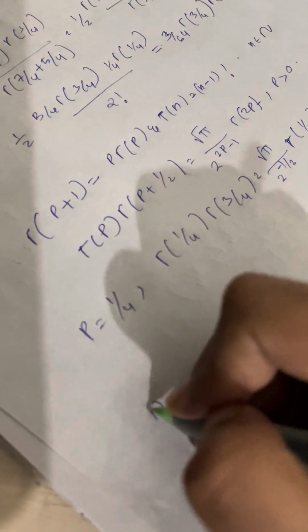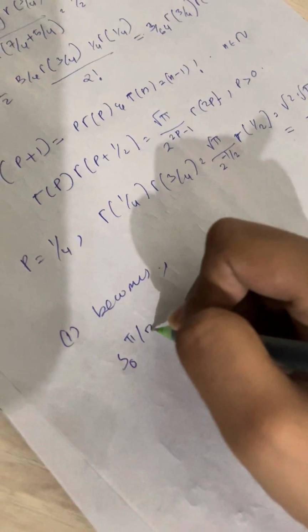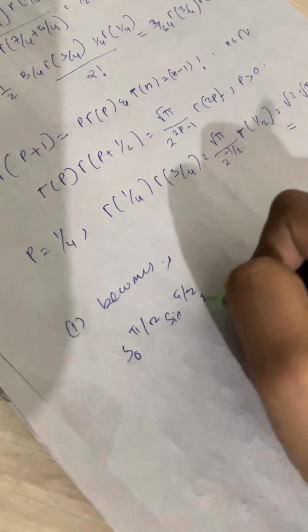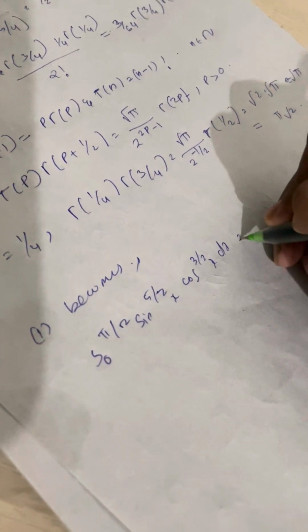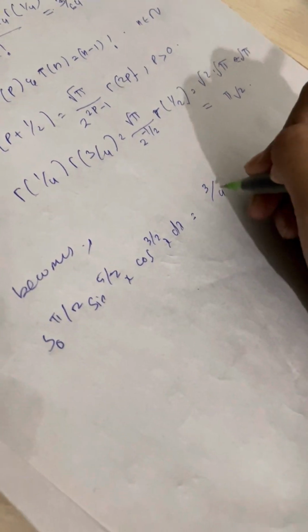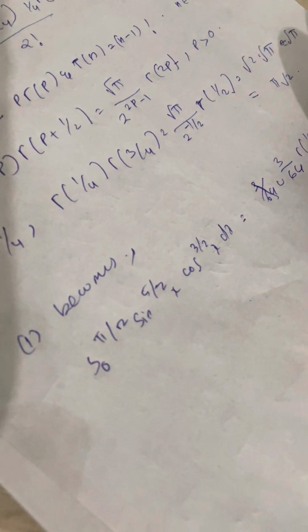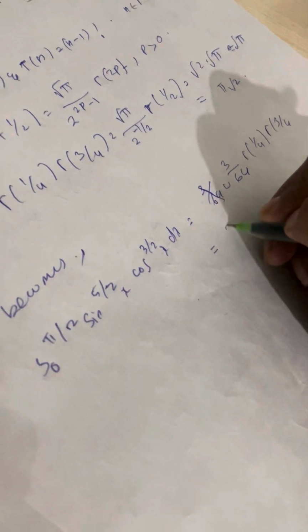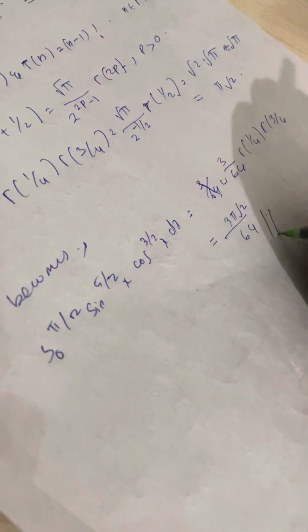Hence, equation 1 becomes integral 0 to pi by 2 sin raised to 5 by 2 x cos raised to 3 by 2 x dx, which is equal to 3 by 64 into gamma of 1 by 4 into gamma of 3 by 4, which is equal to 3 pi root 2 by 64. This is the answer of 2.